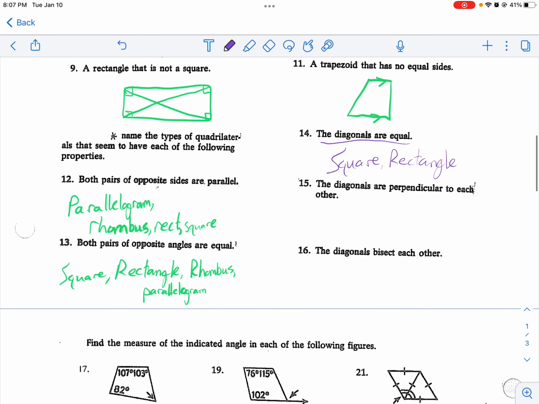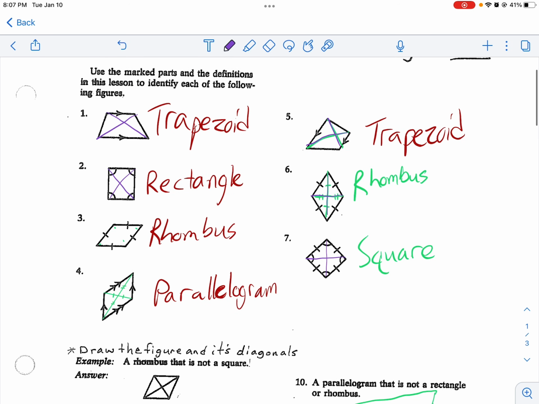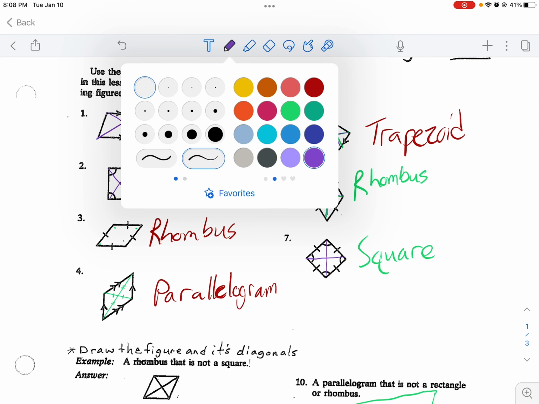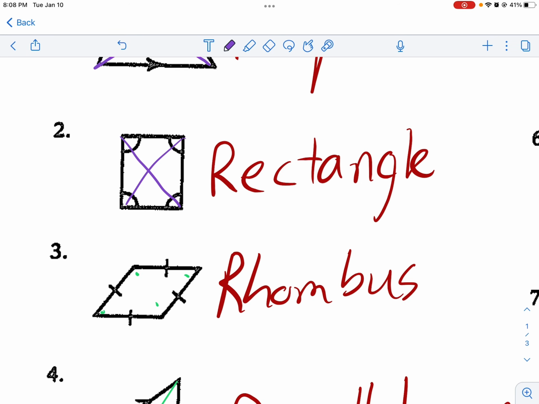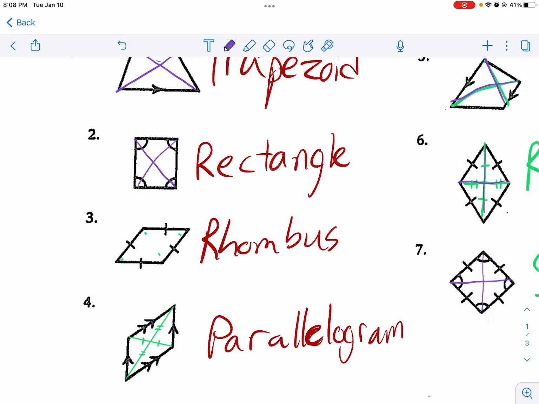Next question says the diagonals are perpendicular to each other. So for this question, we're going to take a look again at our pictures. With the trapezoid, that doesn't look really like a 90-degree angle in either case for me. Rectangle doesn't really look like that either. Honestly, this one looks more obtuse, and maybe this one a little bit more acute. So maybe not with a rectangle either.